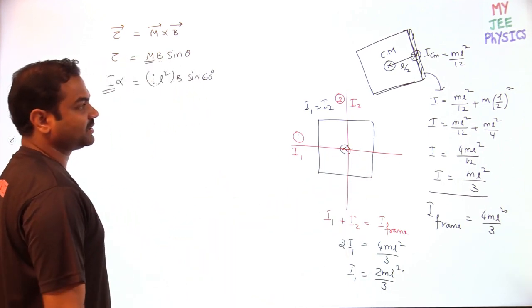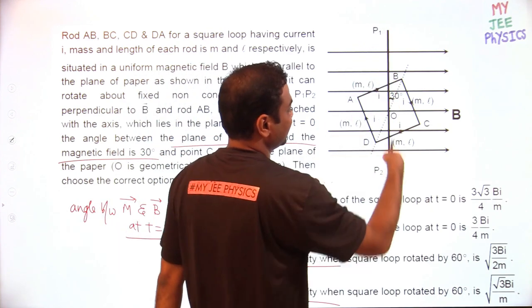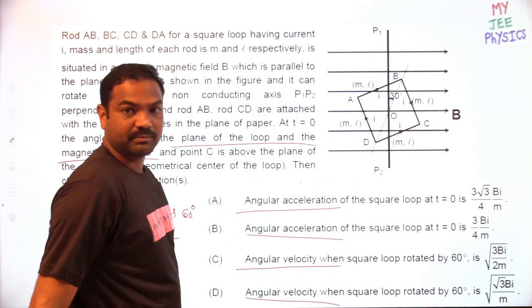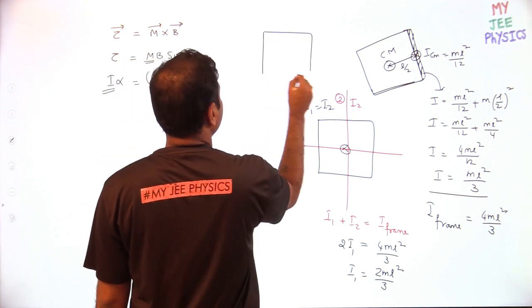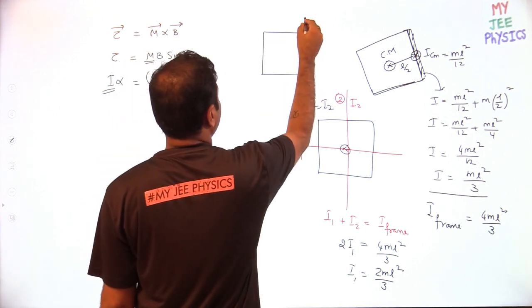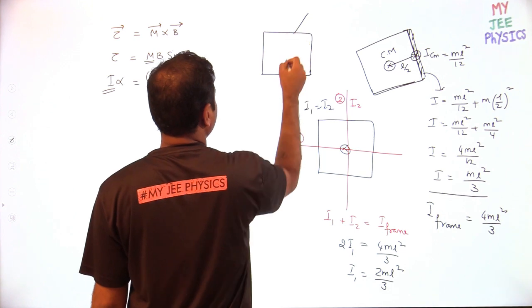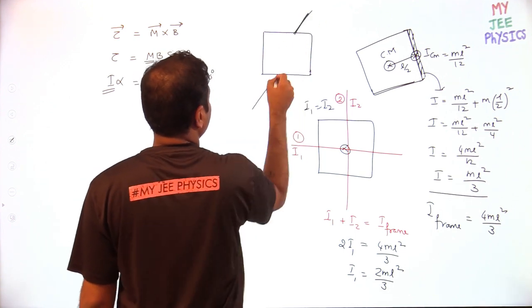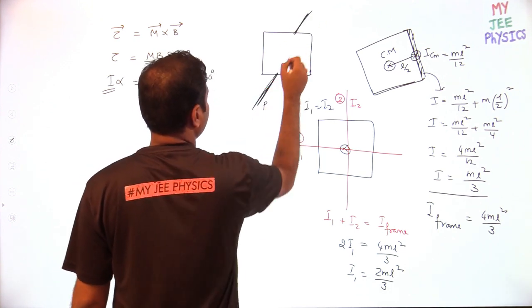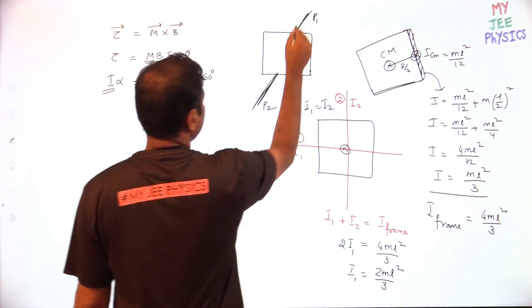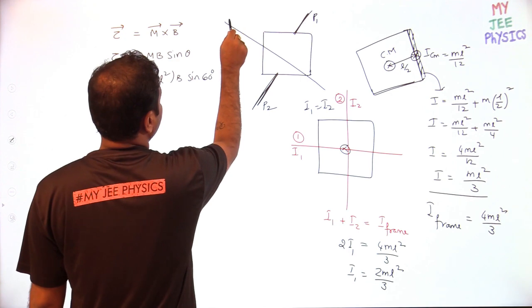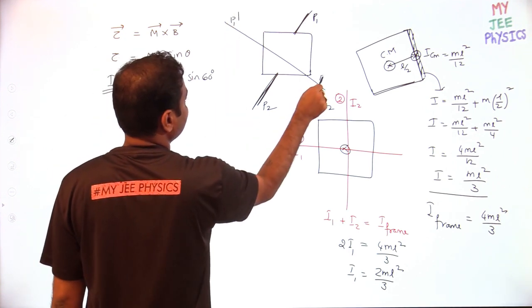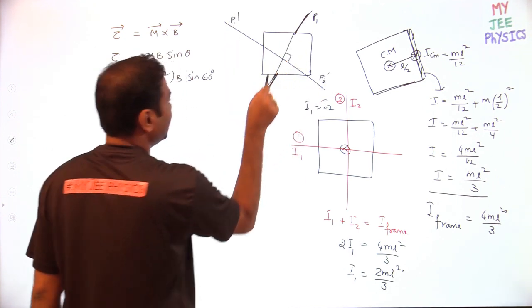What is the question? In the question, the axis of the frame is given as P1, P2. Let us see: if this is the frame, the axes P1 and P2 are something like this. We can draw one more axis perpendicular to that, which is P1 dash and P2 dash. Imagine both are perpendicular.